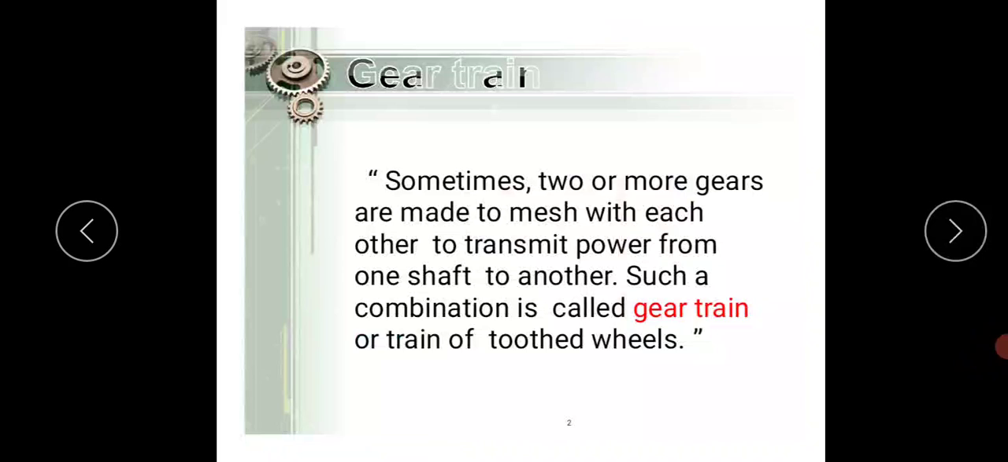A gear train is simply a combination of gears used to transmit power from one shaft to another shaft. That is called the gear train. Okay, let's go to the next slide.